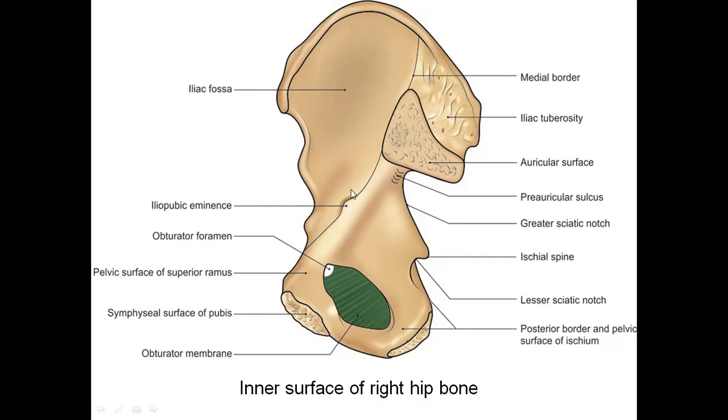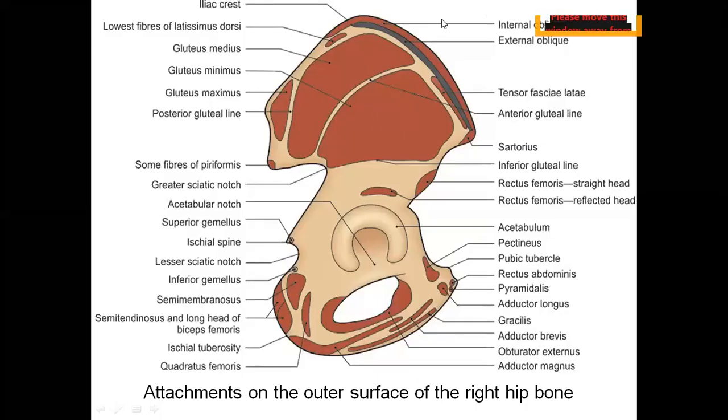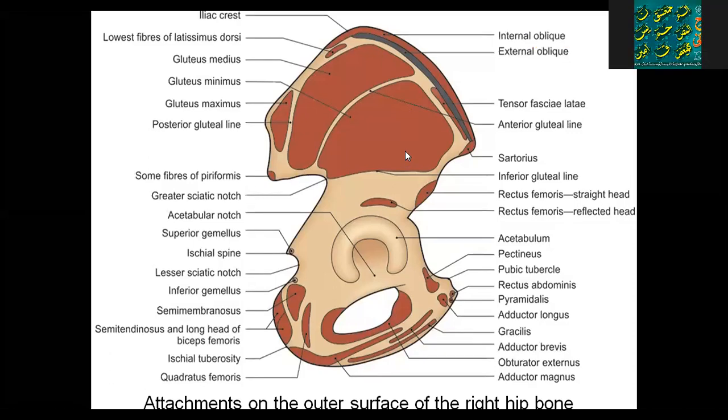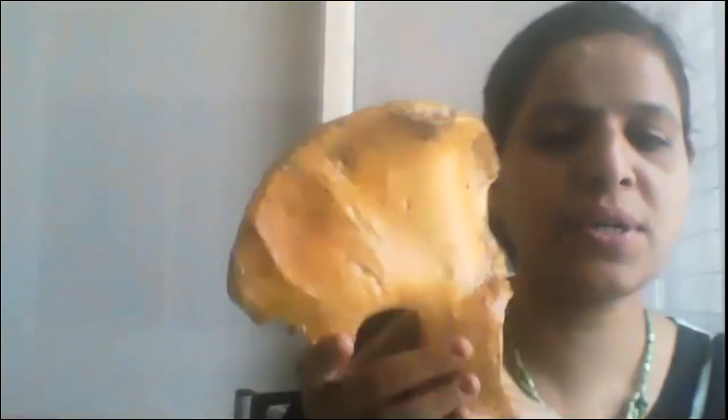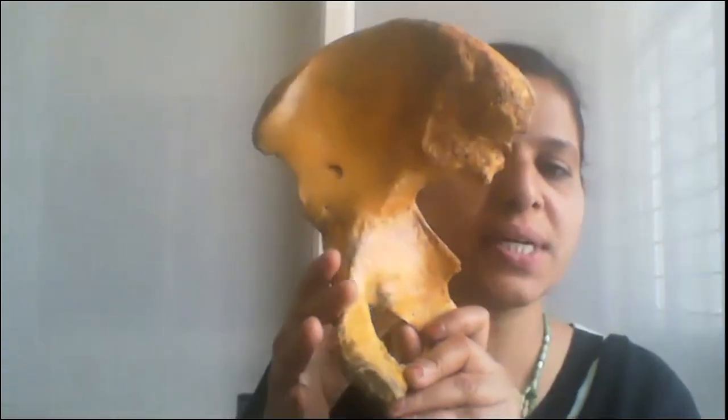So these are the things which I want you to remember for now for this ilium bone. Now let me show you in the bone also. In the bone, just now I told you we have certain borders and surfaces. The upper expanded part is completely the ilium part of the hip bone.